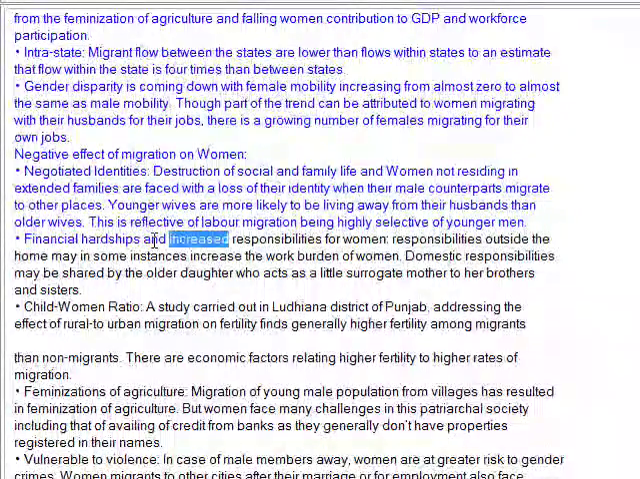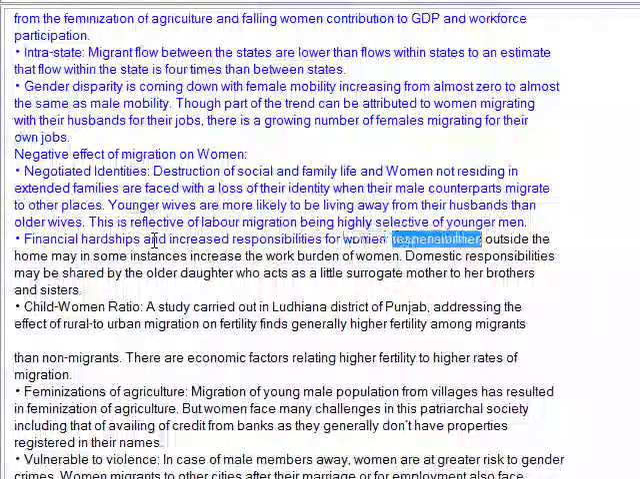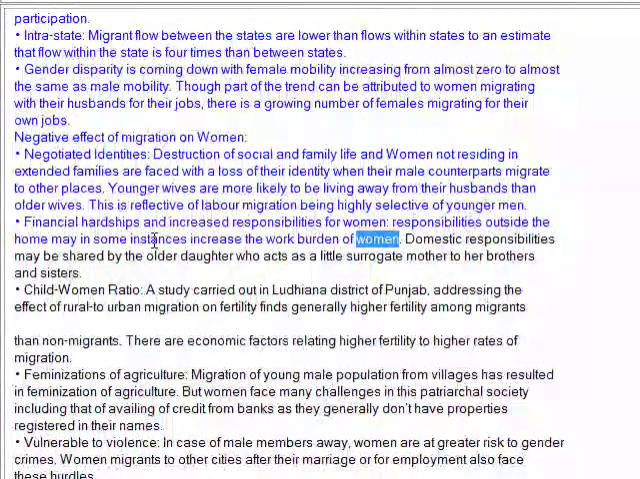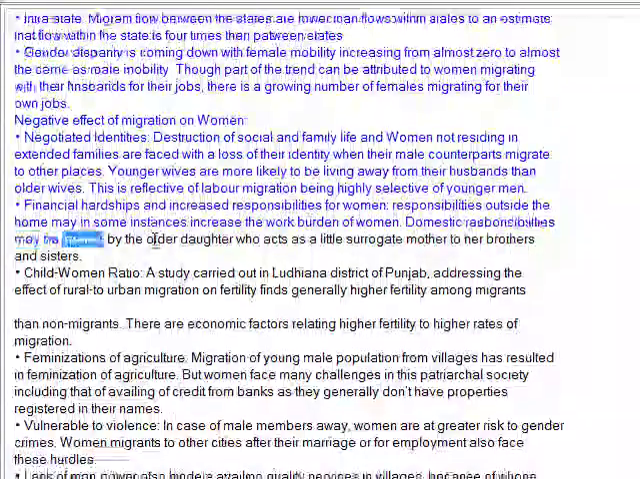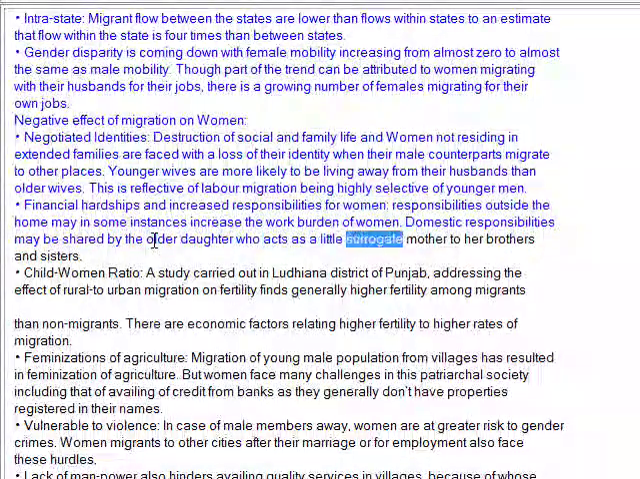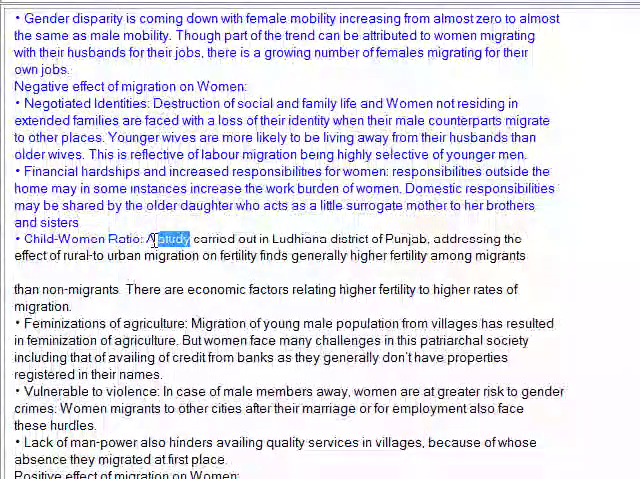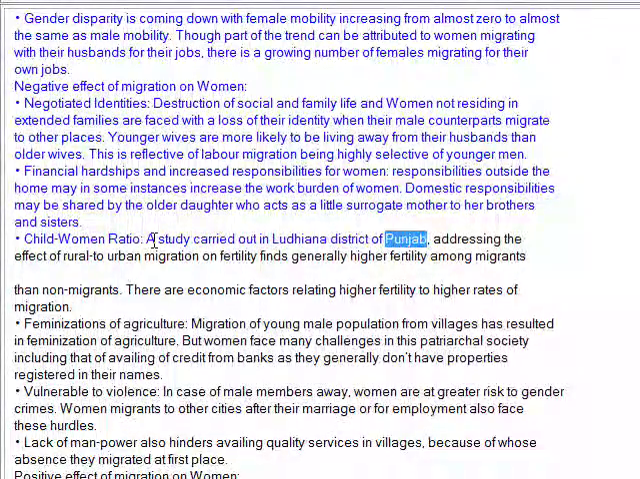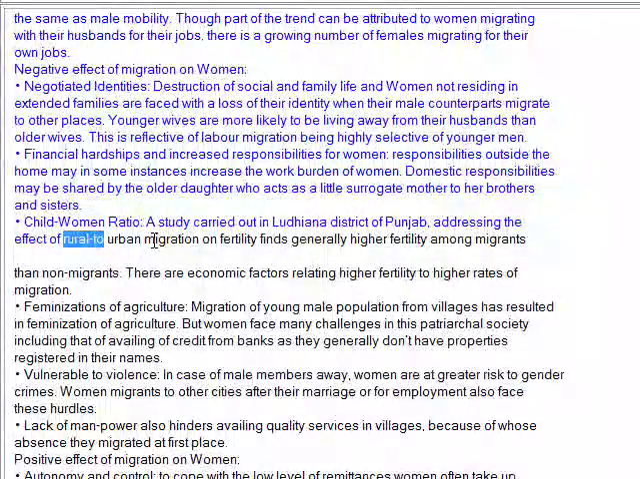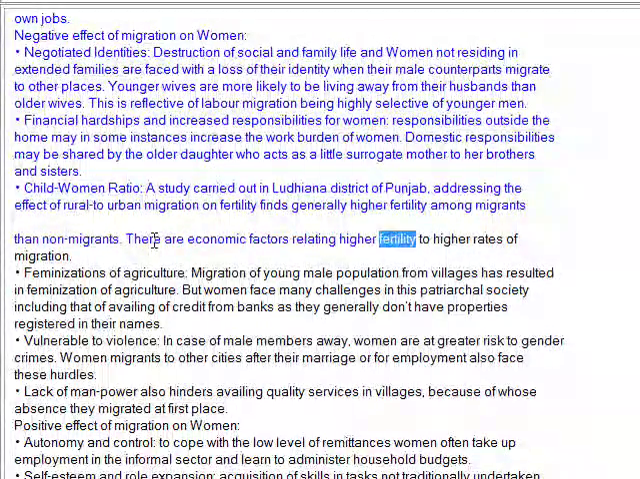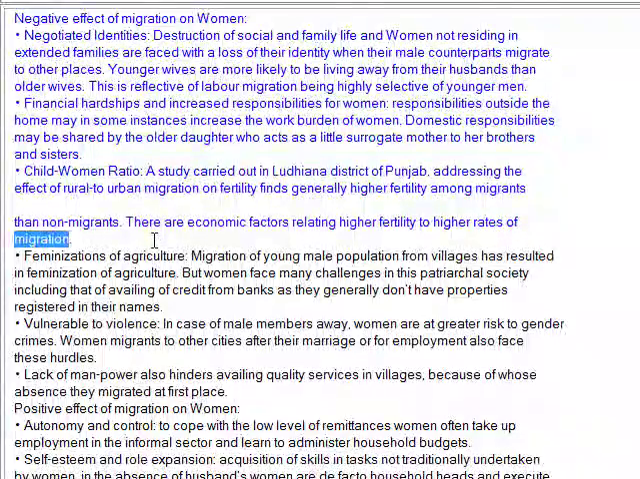Financial hardships and increased responsibilities for women. Responsibilities outside the home may in some instances increase the work burden of women. Domestic responsibilities may be shared by the older daughter, who acts as a little surrogate mother to her brothers and sisters. Child-women ratio. A study carried out in Ludhiana district of Punjab, addressing the effect of rural to urban migration on fertility, finds generally higher fertility among migrants than non-migrants. There are economic factors relating higher fertility to higher rates of migration.